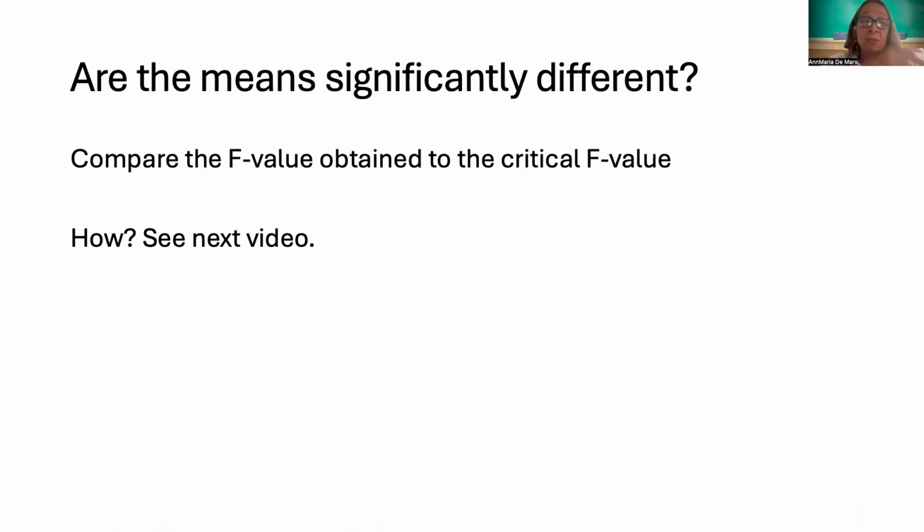So how do you know if the means are significantly different? Well, you compare the F value obtained to the critical F value. So just like in a t-test, we got a t value and compared that to the critical t, you get an F value and then compare that to the critical F value. How? Well, see the next video. But unlike calculating regression coefficients, which we talked about in the discussion forum, and require a significant amount of matrix algebra, computing the F ratio is relatively simple, relatively being the key word there.